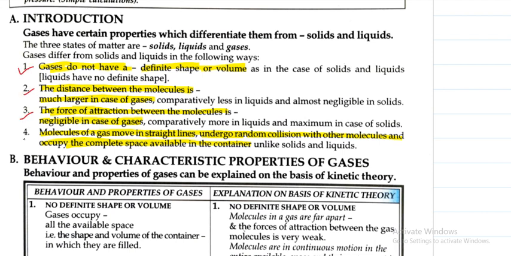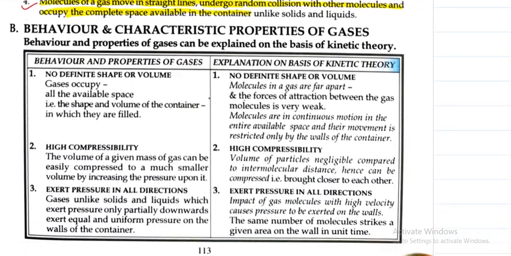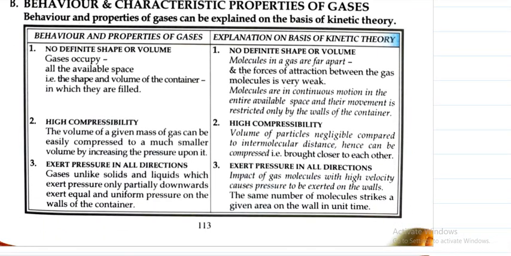Now we'll see why these properties are there, what is the reason. To explain these properties we'll take the help of kinetic theory. All these properties can be explained by using kinetic theory. Let us see the first one. The first one says that gases do not have definite shape or volume.